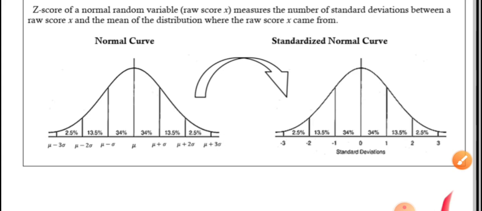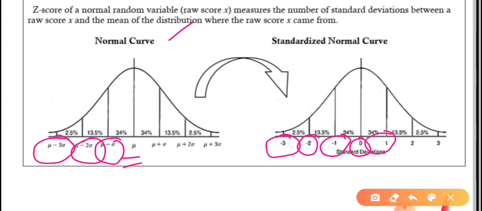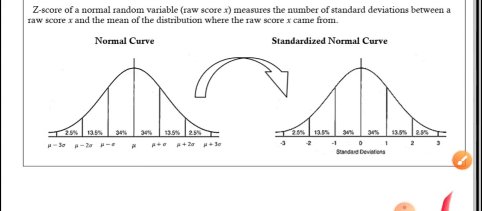Okay, so eto ngayon yung normal curve. Sa normal curve, meron tayong nasa gitna which is our mu. So, 0 naman siya dito. Isipin nyo na lang, meron tayong mu minus 1 standard deviation, represented by negative 1, mu minus 2 standard deviation, represented by negative 2, and mu minus 3 standard deviation, represented by negative 3. Ganon din sa kanan na meron tayong mu plus 1 standard deviation, 1, mu plus 2 standard deviation, 2, at mu plus 3 standard deviation. Okay, that is the difference between normal curve and standardized normal curve.